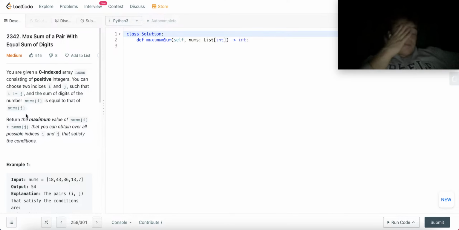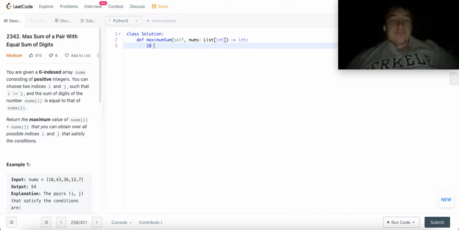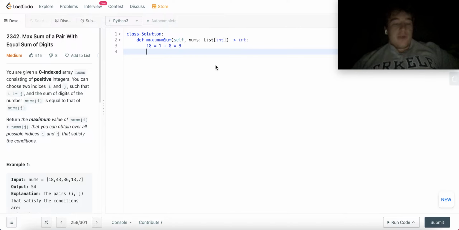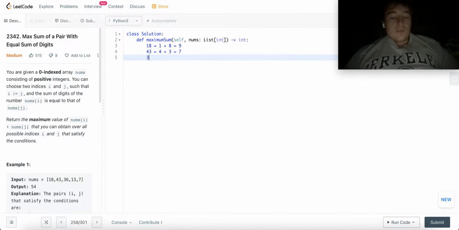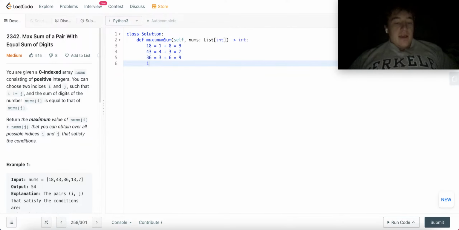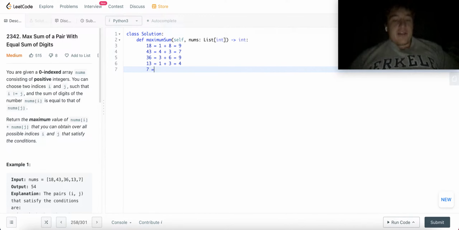Okay, so digit sums, I'm guessing it means like if I take 1 and 8 together, 18 equals the digits 1 plus 8, which equals 9. And 43 equals the digits 4 plus 3, equals 7. 36 equals 3 plus 6, which equals 9. And 13 equals 1 plus 3, which equals 4. And 7 equals 7. 777. Praise the Lord.